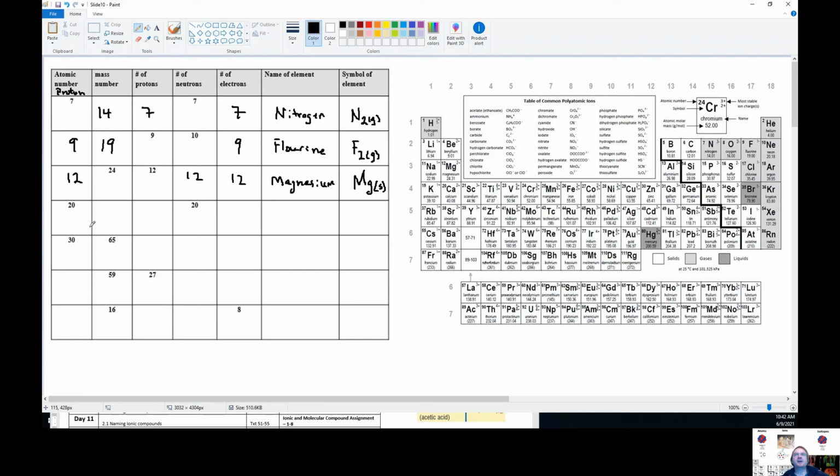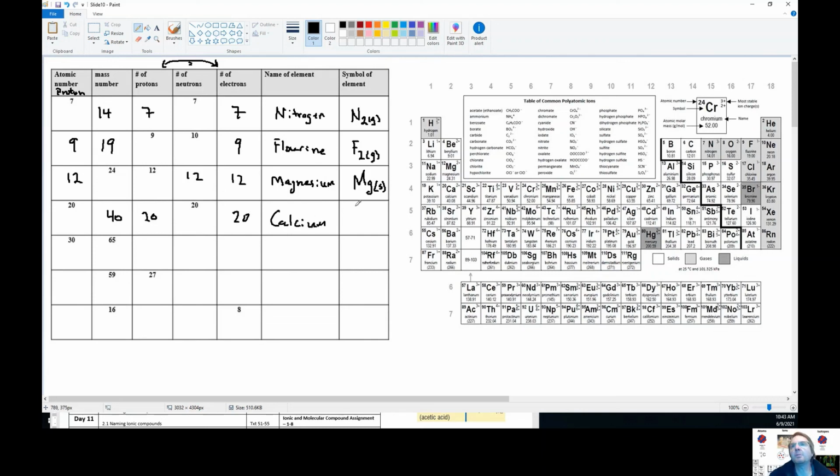Atomic number 20. Find atomic number 20. Find its mass. Find the number of protons. There, we already got the number of neutrons. Well, I can get the mass from those two numbers. It's 40, right? We're talking calcium. Calcium does have 20 protons. Its number of electrons. Protons equal electrons, right? So that equals that. 20. Calcium.